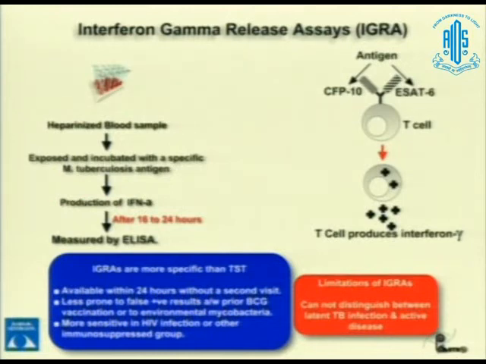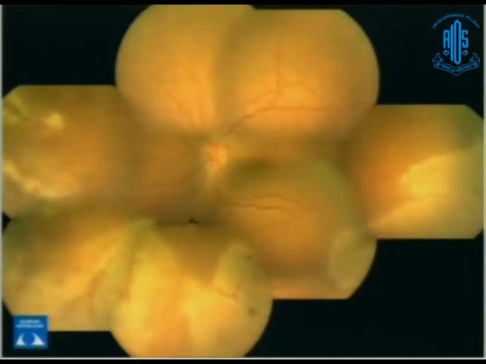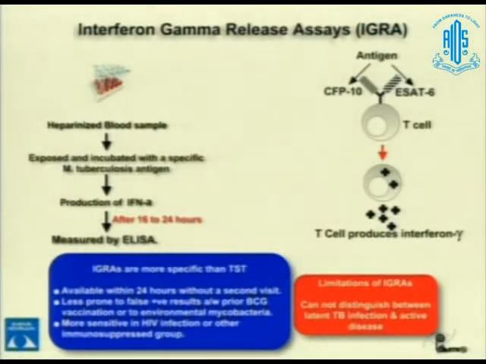You have to know what is interferon gamma release assay, where heparinized blood is taken and exposed with the specific tuberculosis antigen, and the production of interferon gamma is measured by the ELISA. The only problem with this interferon gamma release assay is it can't differentiate between active TB inflammation and the latent infection.